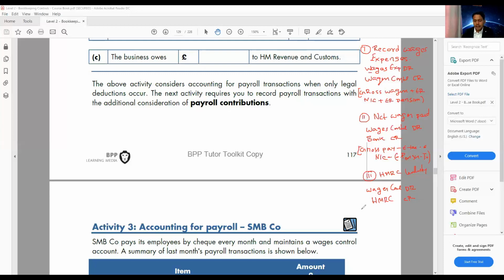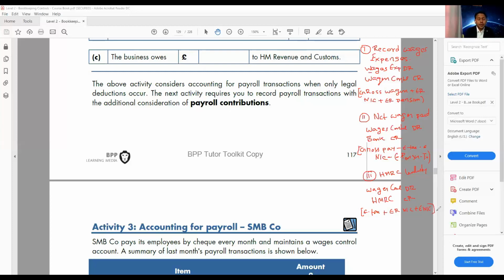And the calculation will be employee tax plus employer NIC plus employee NIC.